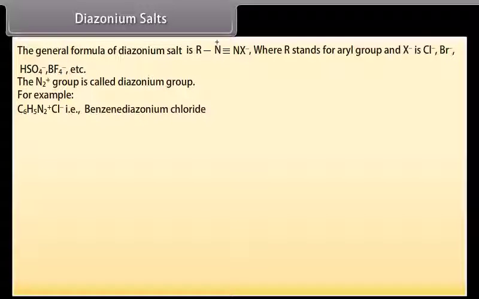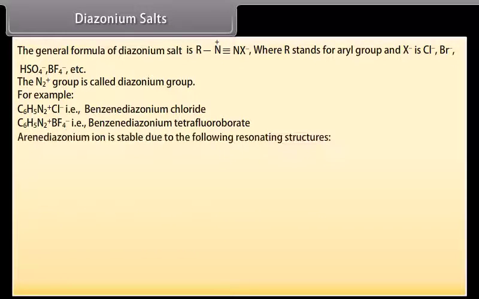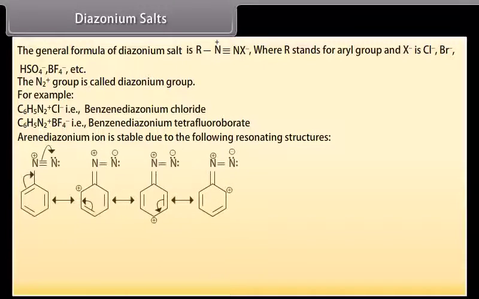C6H5N2+ Cl-, that is benzene diazonium chloride. C6H5N2+ BF4-, that is benzene diazonium tetrafluoroborate. Arene diazonium ion is stable due to the following resonating structures.